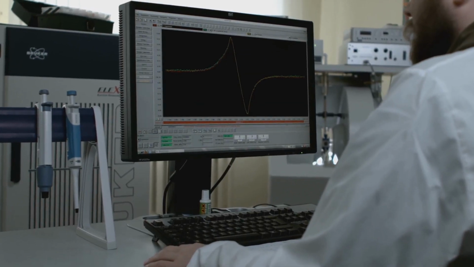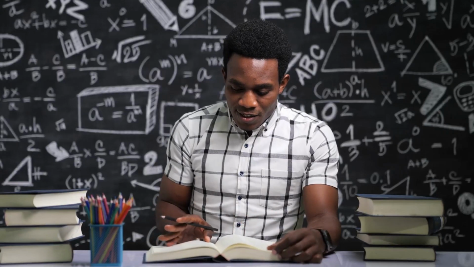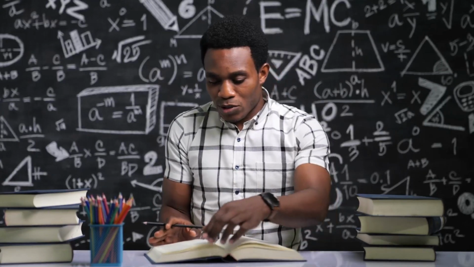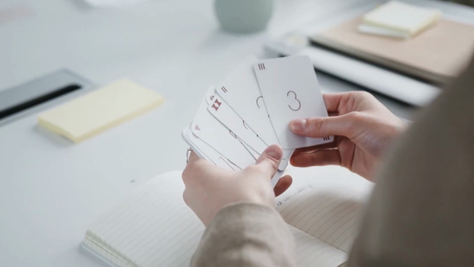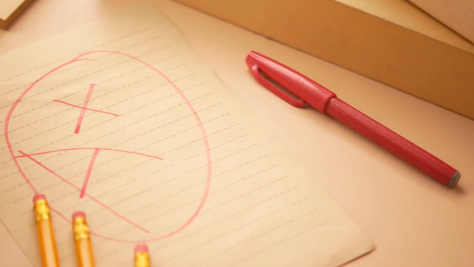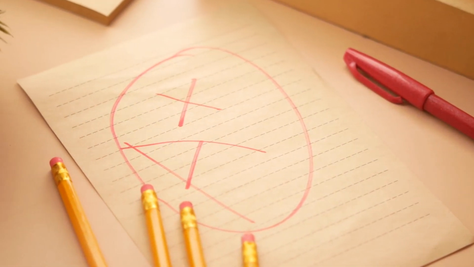Today I'm going to simplify the concept of standard deviation for you, a super important tool in research. Ready? Let's dive in. So what exactly is standard deviation? In simple terms, it's a measure of how spread out the numbers in a data set are. Imagine you've got test scores from your class. Standard deviation tells you if everyone scored similarly or if there's a big range of scores.